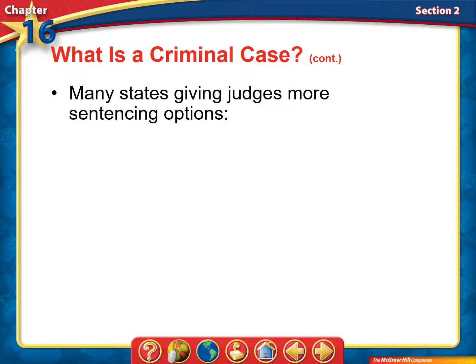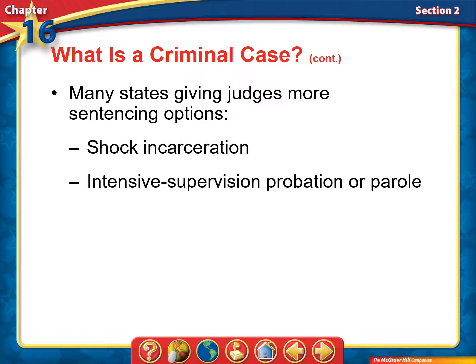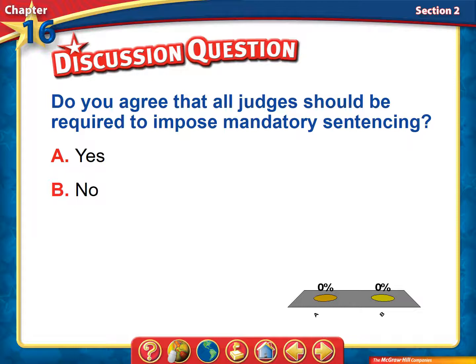A lot of states give judges more options, more flexibility, like shock incarceration, intensive supervision, probation, or parole. Meaning you might have the little ankle bracelet that says you have to be at home, you're under house arrest, or you can go to school. And that ankle bracelet has a GPS device and can actually allow you to live your life assuming that you meet certain guidelines. Basically, the judge can ground you without having to send you to prison. An extreme form of this would be house arrest. And so, some laws require mandatory sentencing, some do not. And again, there are critics on both sides.